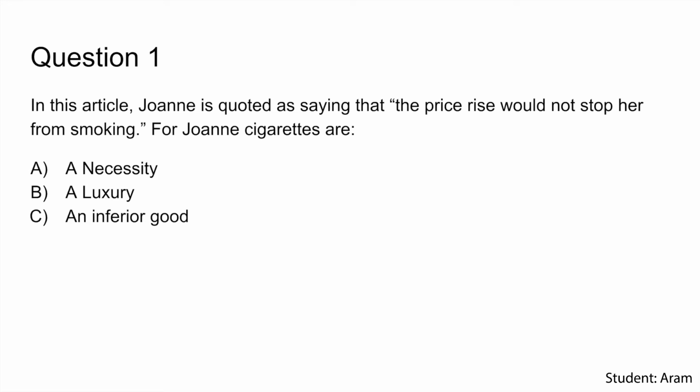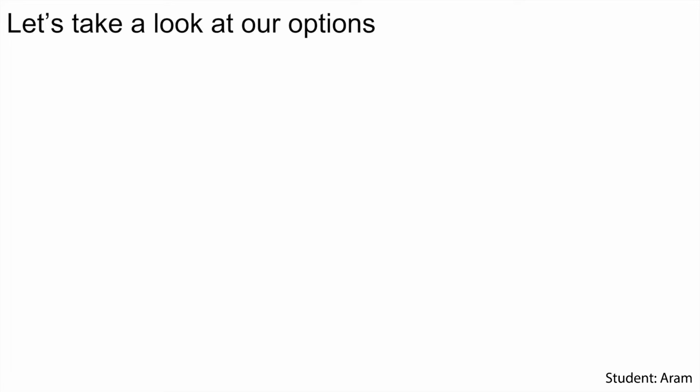Question 1 states that in this article, Joanne is credited as saying that the price rise would not stop her from smoking. For Joanne, cigarettes are, and we are given 3 options: A, a necessity, B, a luxury, and C, an inferior good. Okay, so let's take a look at our options.